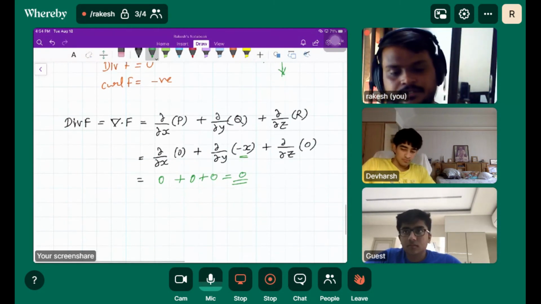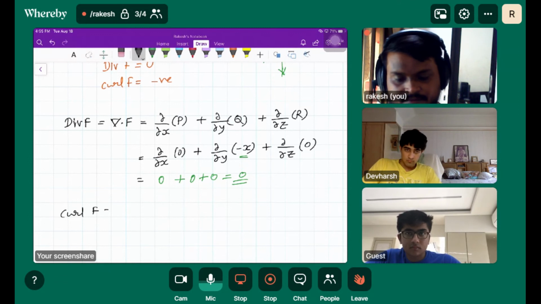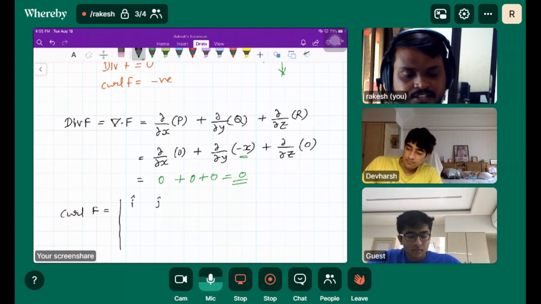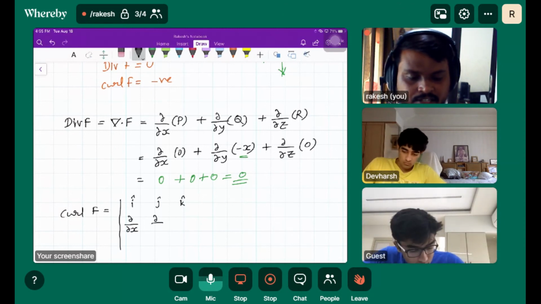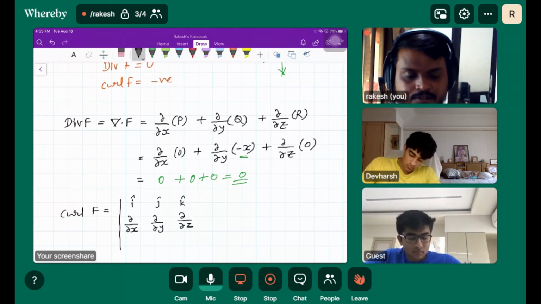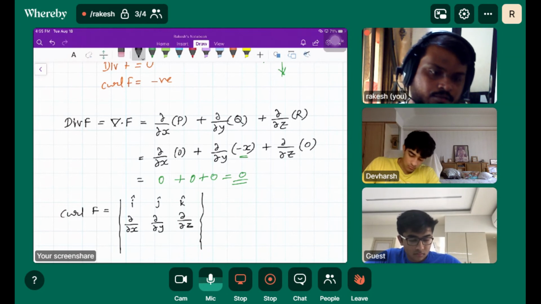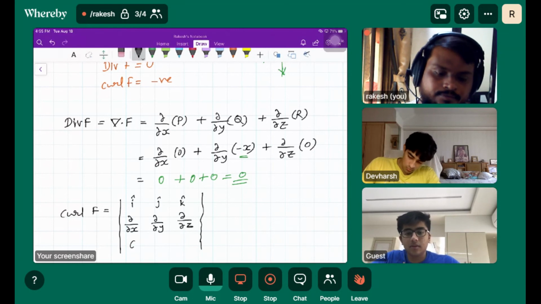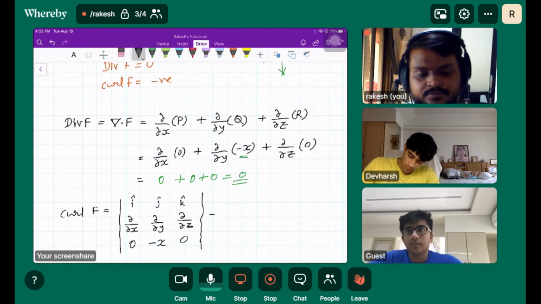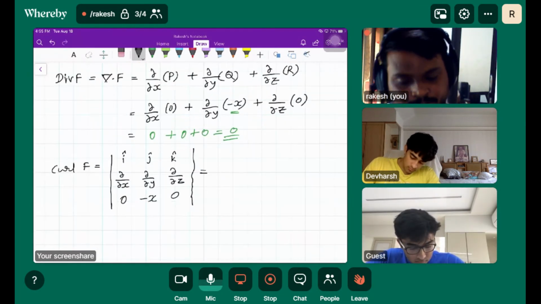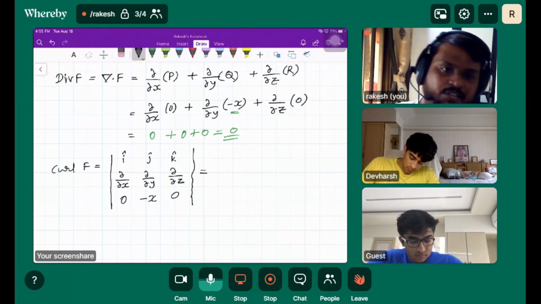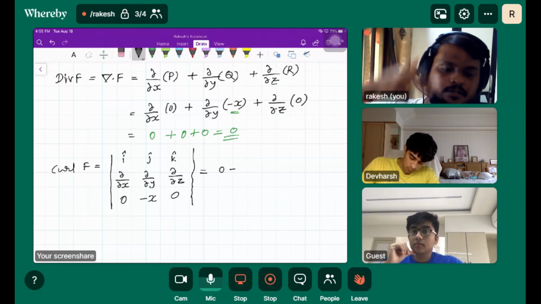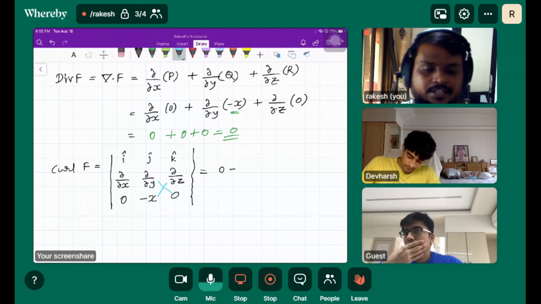Now let's find out the curl here. Curl of f, it should be negative, right? So let's find the vector product here, which is i, j, k, del upon del x, del upon del y, del upon del z. The third row is 0, 0, minus x. So let's find the curl. The partial derivative of 0 with respect to y is 0. The partial derivative of minus x with respect to z is also 0.